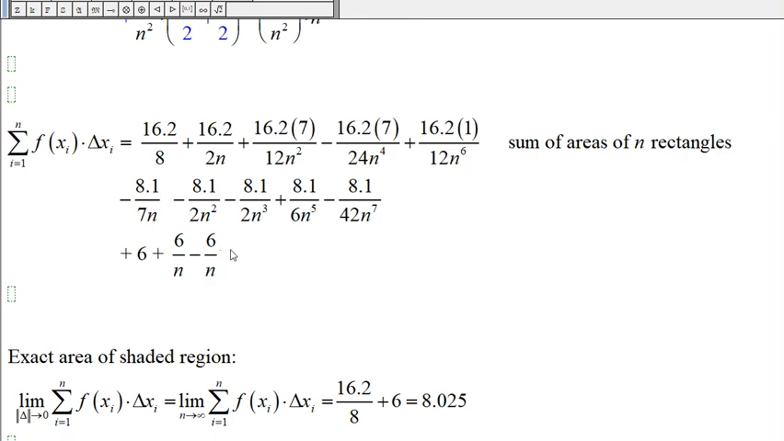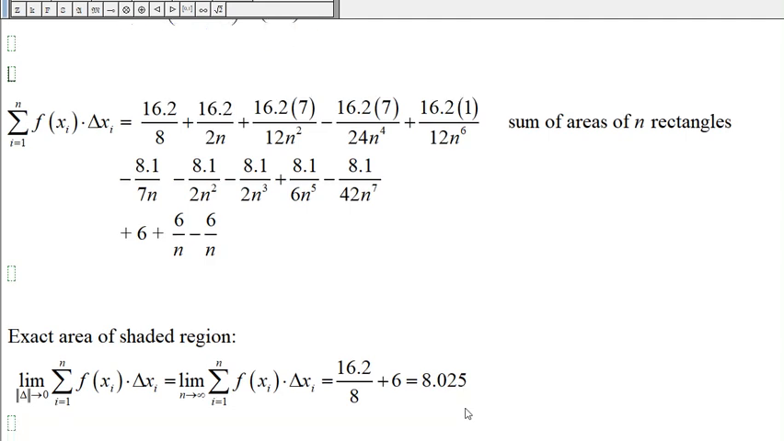And then the third line, we will get 6, and then this will go to 0, and this will go to 0. And so the 16.2 over 8 plus 6 is 8.025. And so the exact area of the shaded region is 8.025.